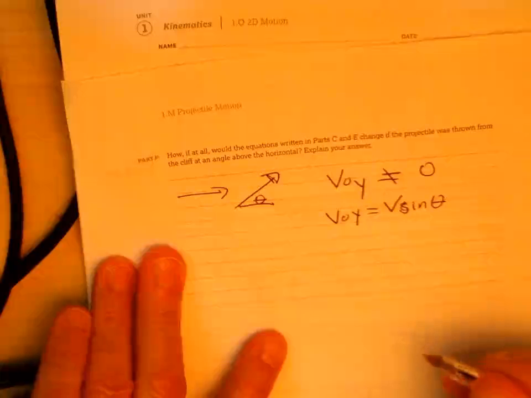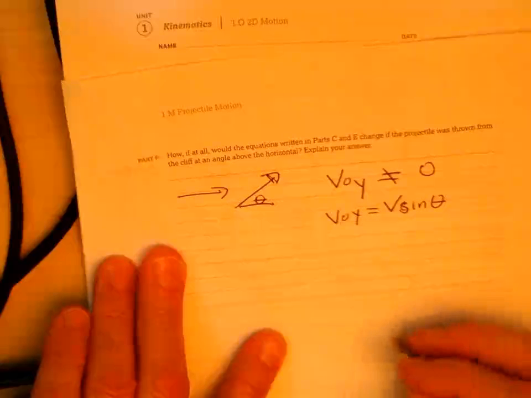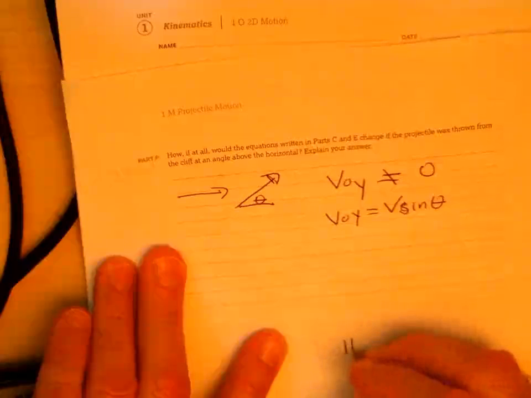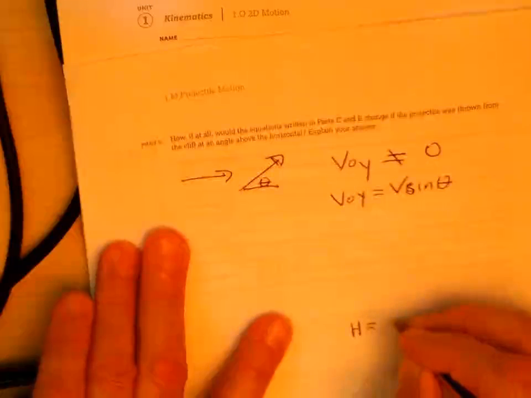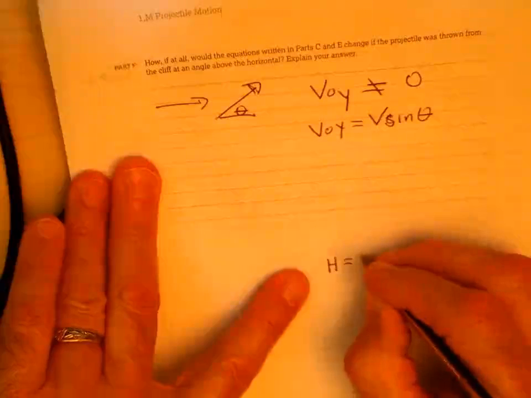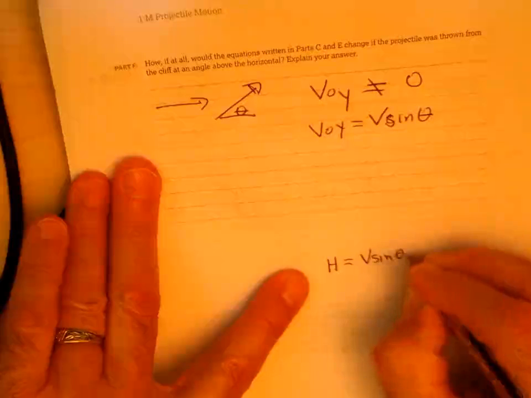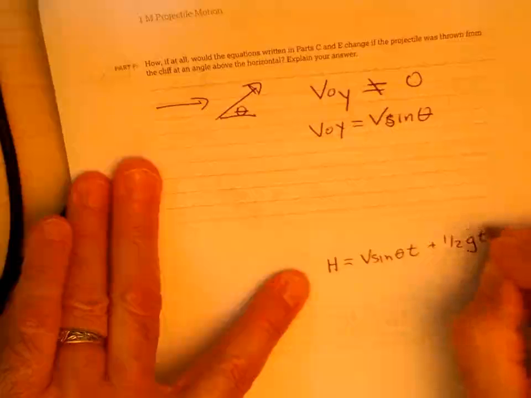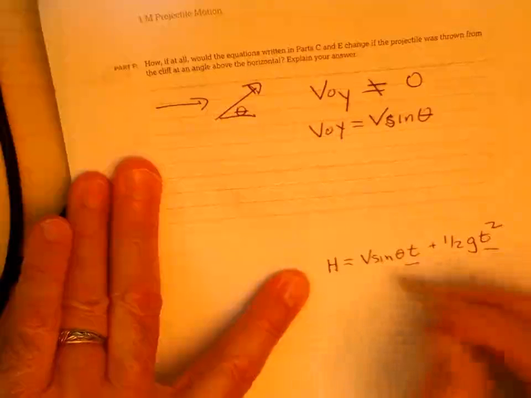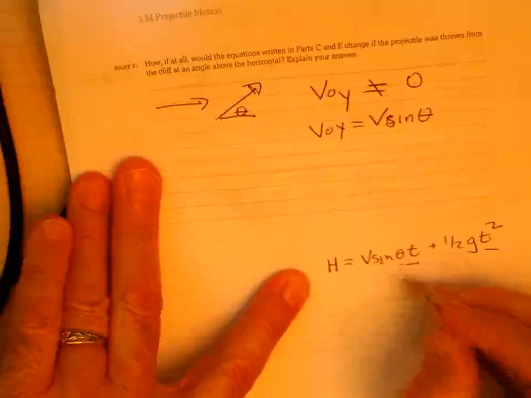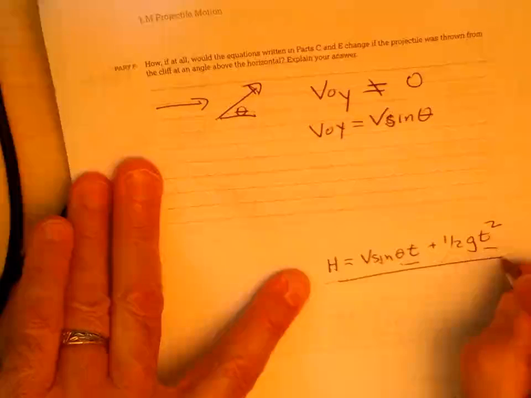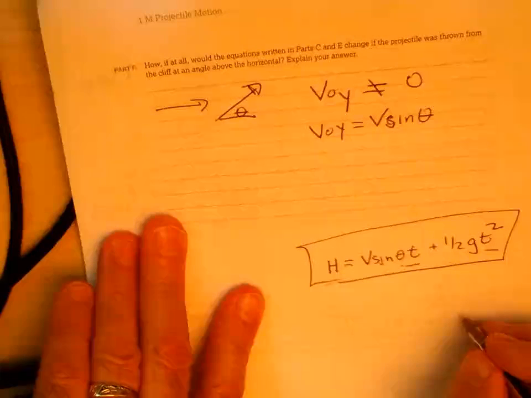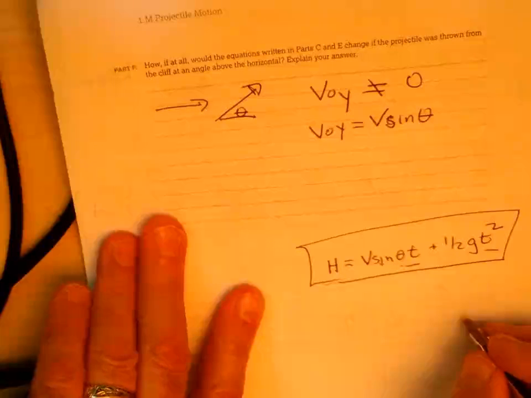So now, when we are looking for the time formula, we would have v sine theta t plus 1/2 g t squared, right? This was 0 before, but now it's not. So now we have a quadratic formula. We're going to have to use a quadratic formula to solve for t. And so that would be a lot different.